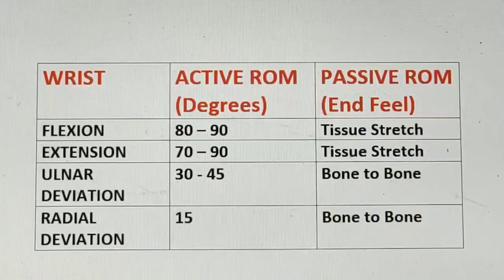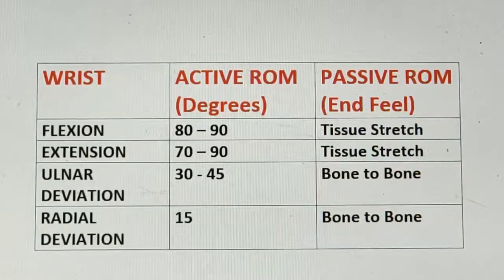Okay, when two bones in the joint touch each other, the end feel, or the end of the range or the movement, should be bone to bone. Okay, it's just a matter of memorizing these, because these are pretty much the normative values and the end feel of each of these movements or ranges of motion.